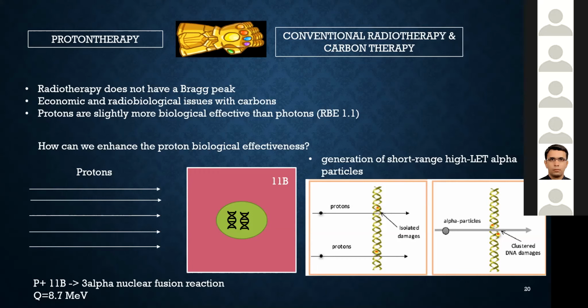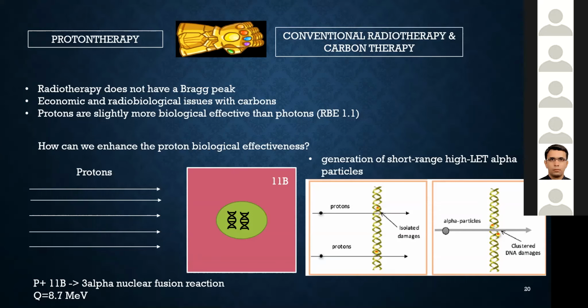For this, there was a study that if we have cells with boron 11 and we irradiate protons, we can trigger a reaction that is here: the proton plus boron 11 producing 3 alpha, a nuclear fusion reaction. And what happens with this one? Well, as you can see here, we have a generation of short range, high LET alpha particles.